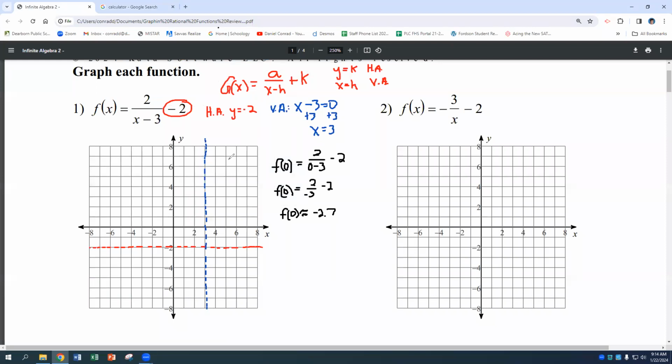Okay, so when I plot this point, 0, -2.7, that's going to be right here. What that tells me is my graph is going to be in the bottom left and then in the upper right. It's just a sketch, so it doesn't need to be perfect, but it needs to go through that point. Your graph is either going to be in the upper right and bottom left, or in the upper left and bottom right. Since the point goes there, it's going to look like the first one.